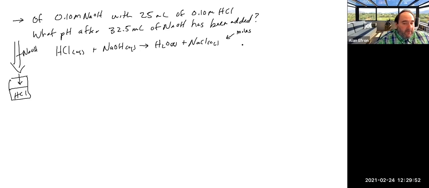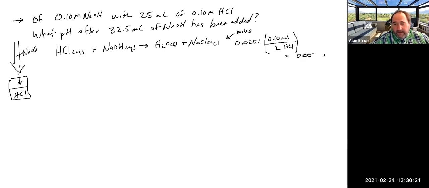So we do want to find the moles of each of these. We'll start with the HCl. Remember, we want to convert it into liters, so that 25 milliliters would be 0.025 liters. We would use the molarity, which means 0.1 moles per liter of HCl. That's going to give us the moles of HCl of 0.0025 moles. Even if you're not 100% sure what's going on, you hopefully should know that. That would get you something to fill into the table.